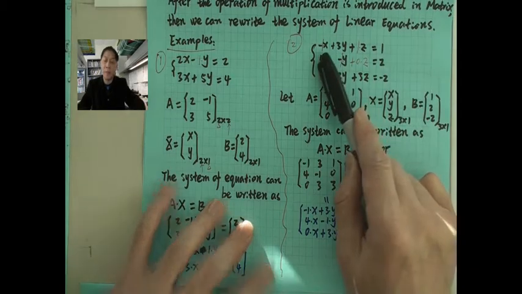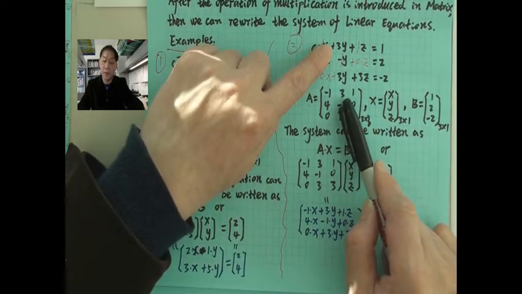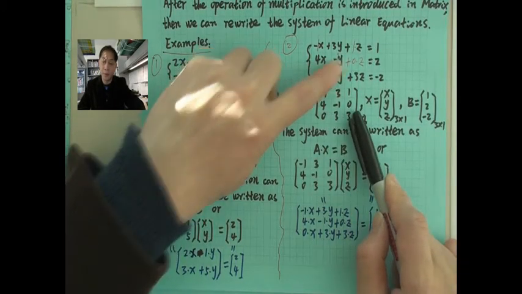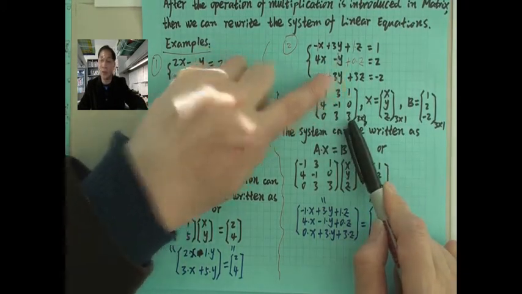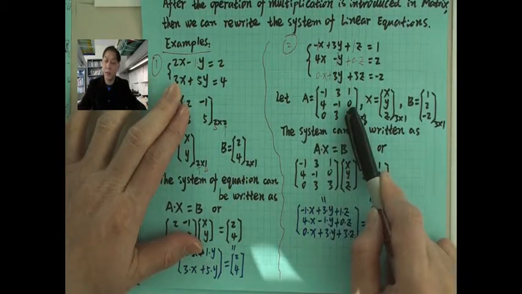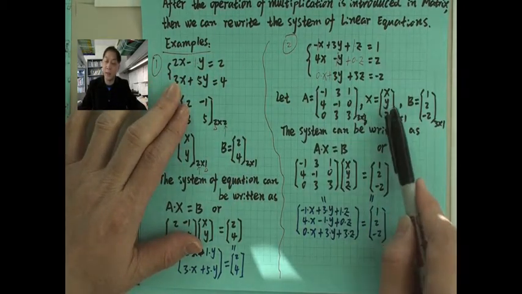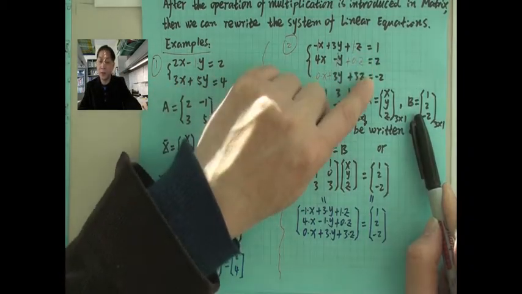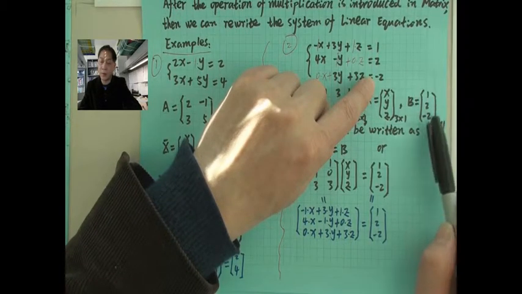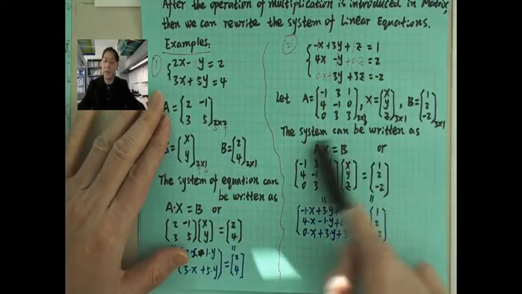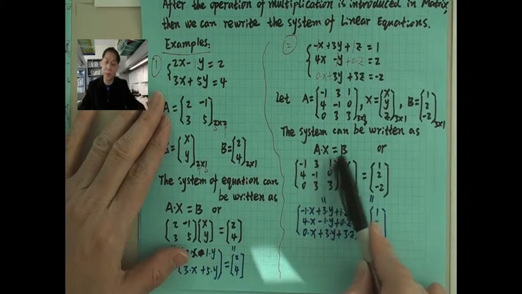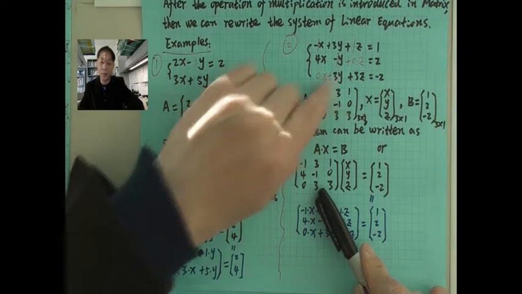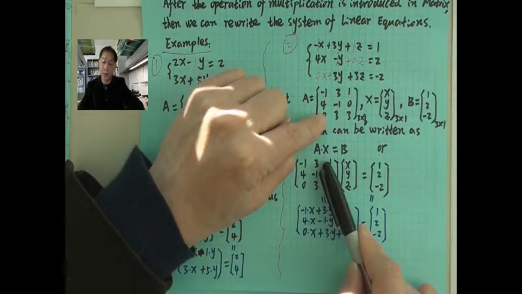Now then you have negative 1, 3, 1, 4, negative 1, 0, 0, 3, 3. That's the coefficient matrix here. And again you let x be x, y, z this time, and b is the constants 1, 2, negative 2. So here the system can be written as A times x equals b, where A is this matrix.